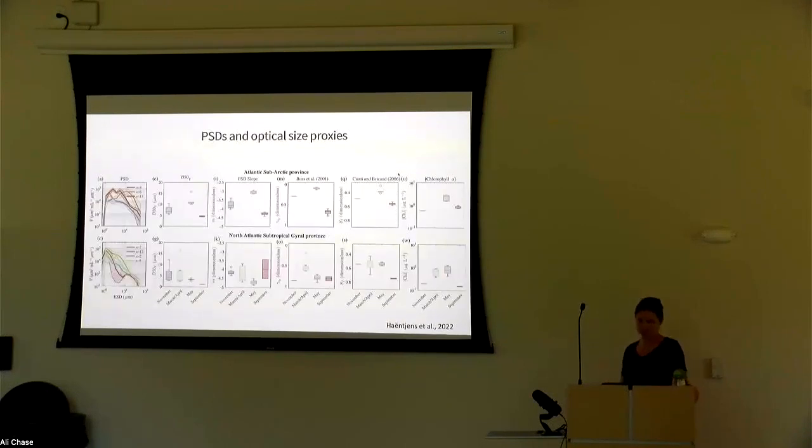And as a part of this paper, there's a really nice comparison of all the different ways that we estimate size using optical techniques. So here's the Ciotti and Bricaud size factor that I mentioned earlier, chlorophyll A, gamma from the slope of cP, PSD slope, mean size.